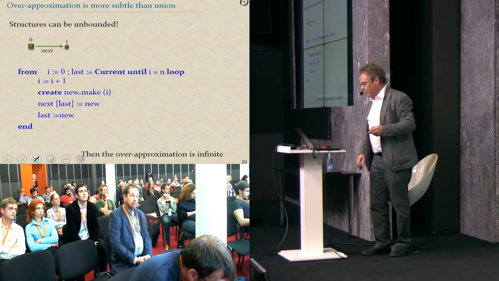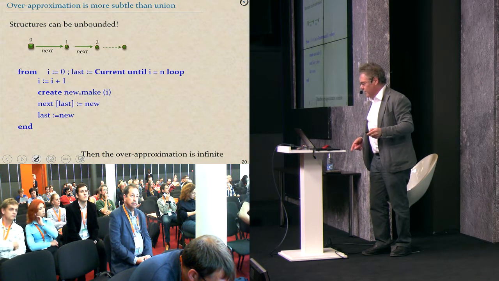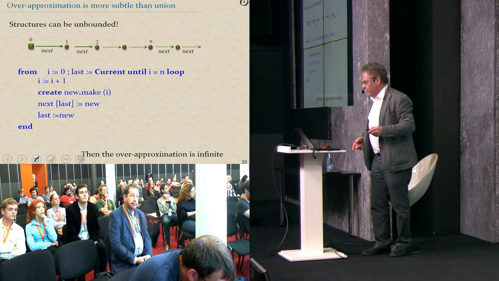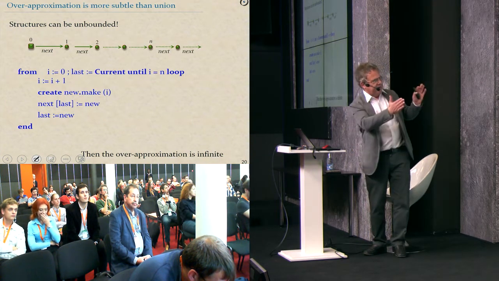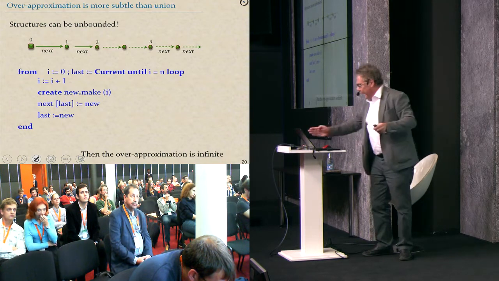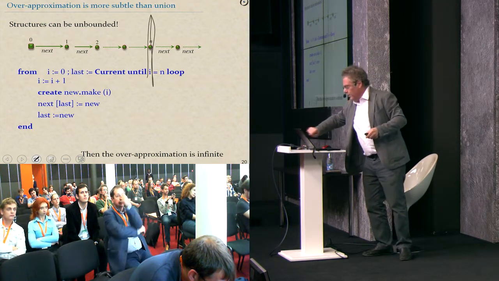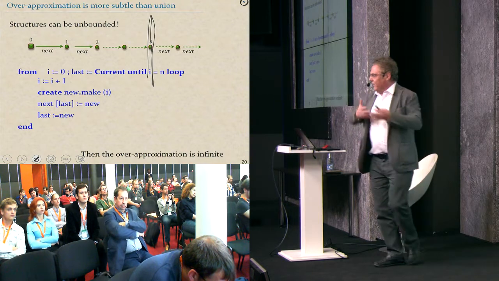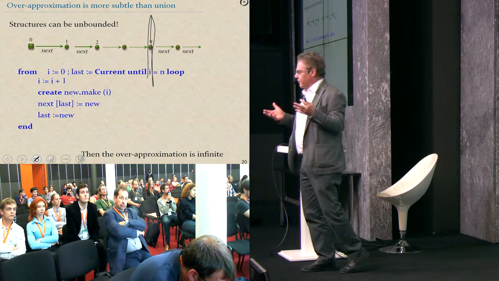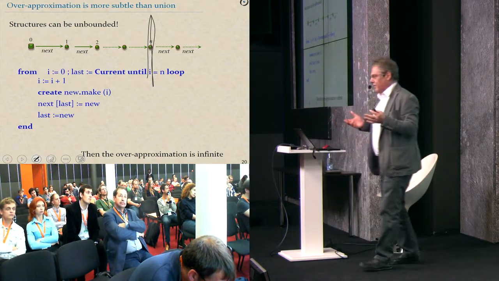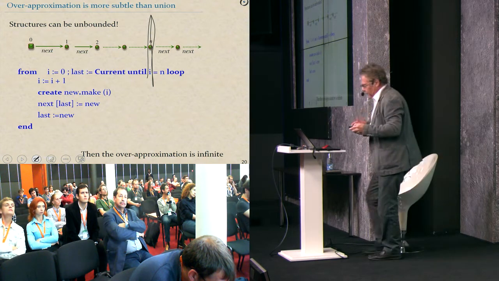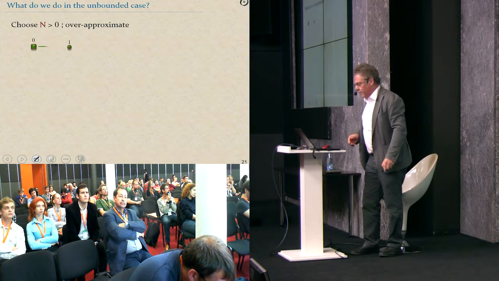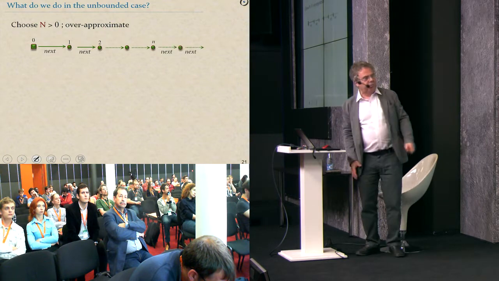So for example, this little program, which you will see in a second in the tool, it's finite in the sense that it always creates a list of n elements, but n is variable. So potentially it's infinite. So if we try to compute the over approximation, it's going to be infinite. Okay? So we cannot deal with infinite structure. So what do we do in such a case? We stop. We cut it off.